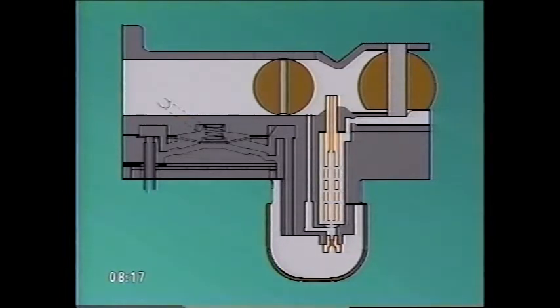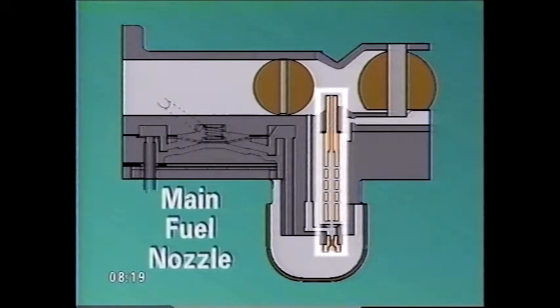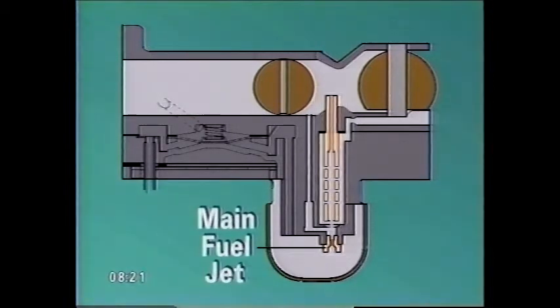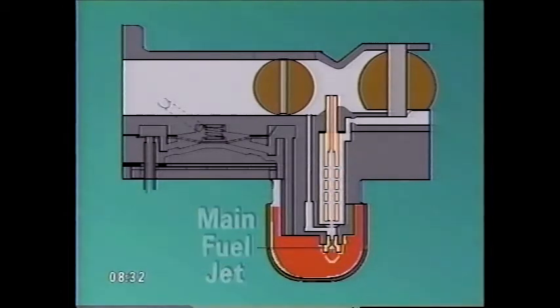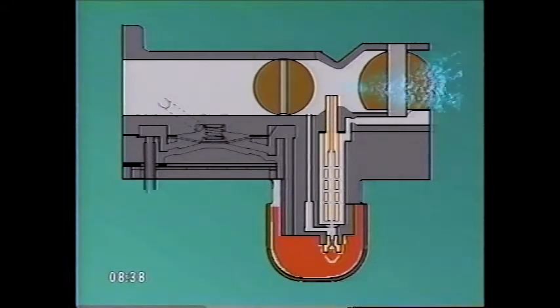At the heart of the carburetor is the main fuel nozzle. The main fuel jet is connected to the bottom of the nozzle, below the surface of the fuel. The main jet meters the fuel that is drawn up into the nozzle during operation. Now, let's see how these components work together to create a fuel-air mixture for the engine.